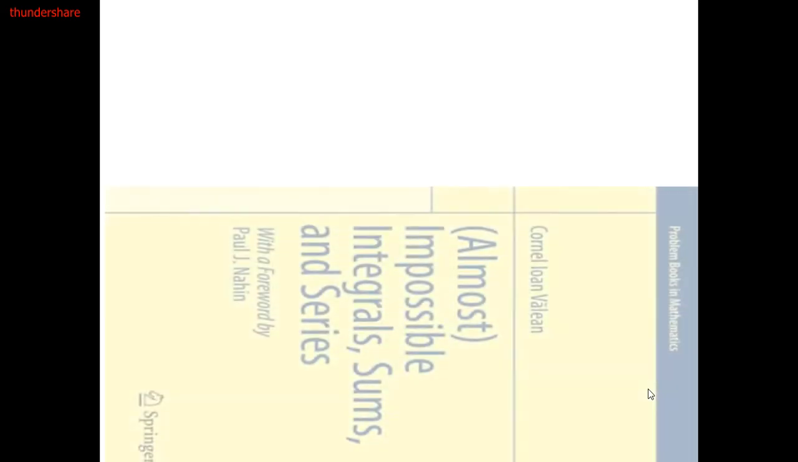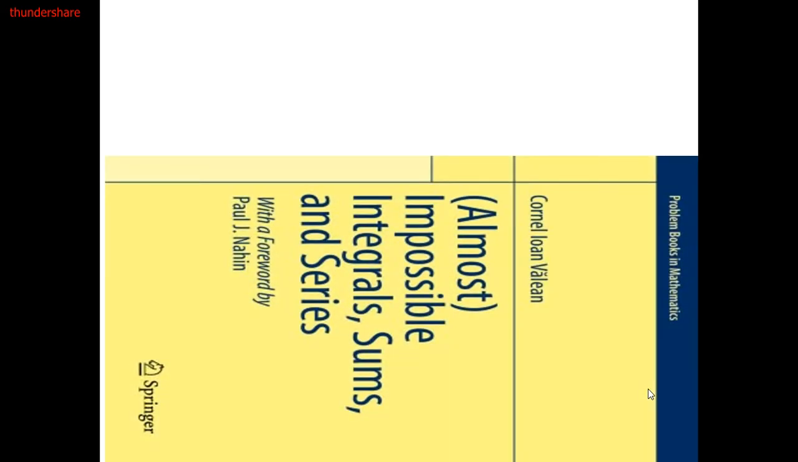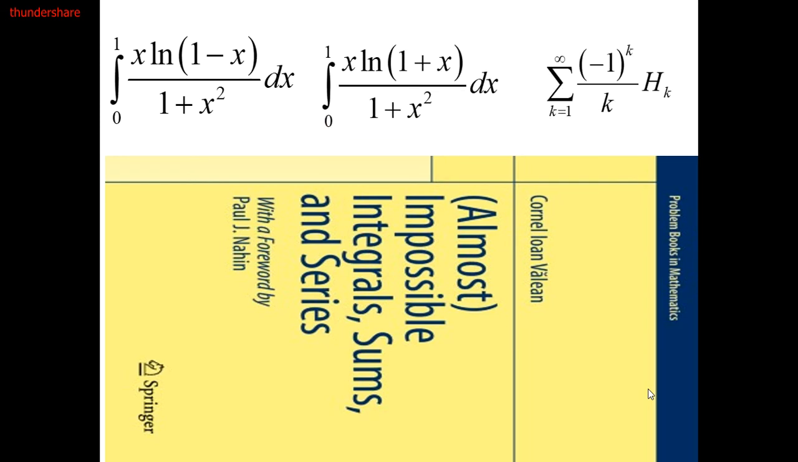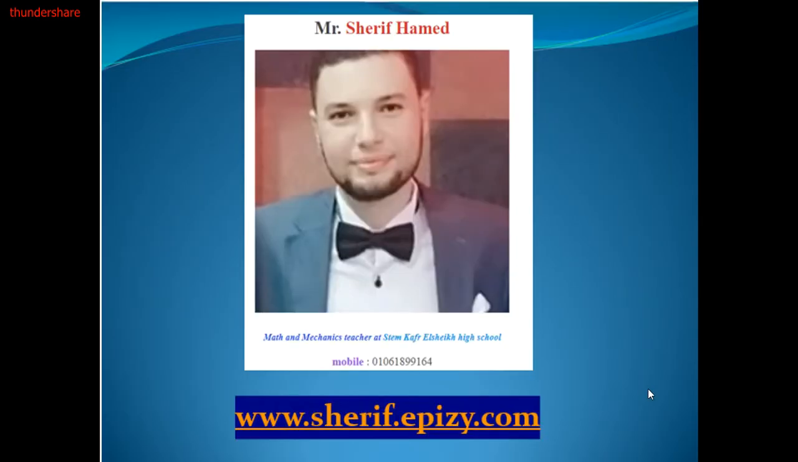Hi everyone. Today we are going to solve three special problems at the same time from the book of Professor Cornell from Romania. And the book is Almost Impossible Integrals, Sums and Series. And these are our problems that we are going to solve. Two integrals and one sum.